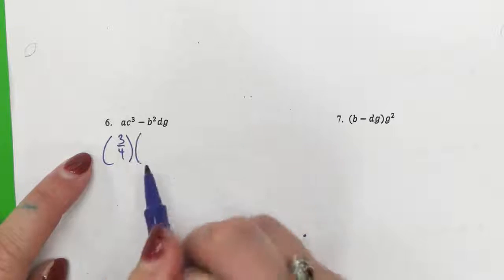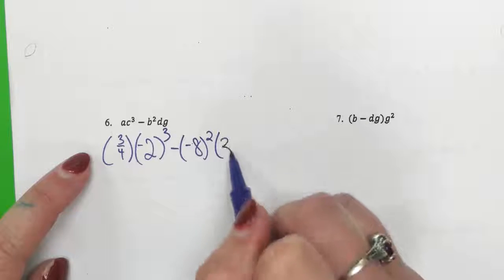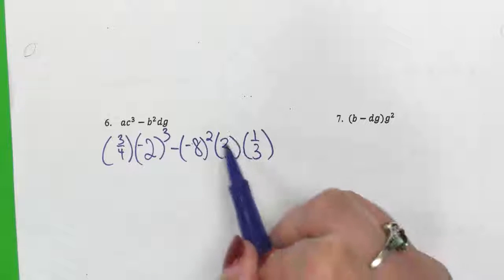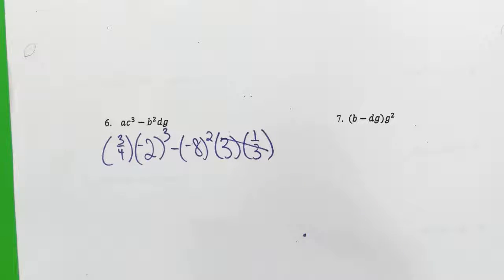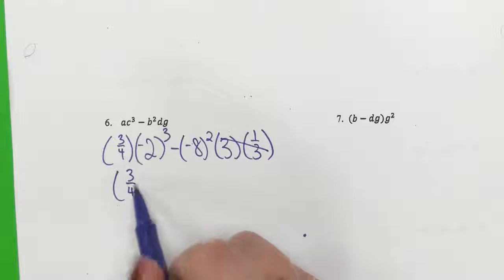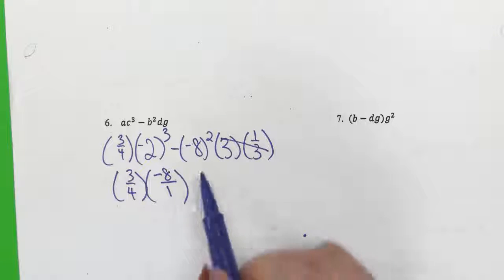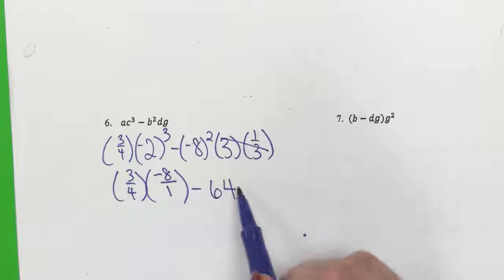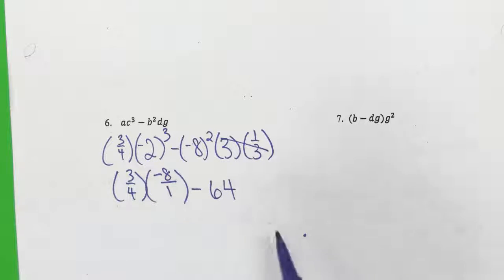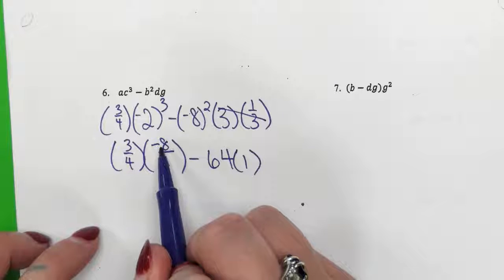Alright, let's see. A was 3/4. C is -2. B is -8. Okay, so 1/3 and 3, they cancel each other out because that's 1. And then -2 cubed is -8. Negative fraction, you put it over 1. -8 squared is 64. And then 3 times 1/3 was just 1. Canceled out. Alright, so then if I do these, 3 times -8 is -24.